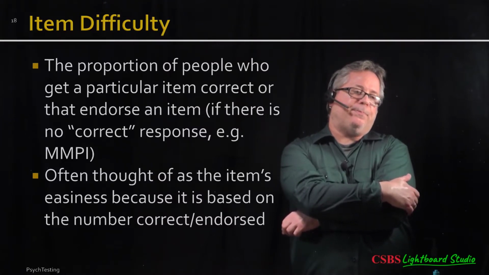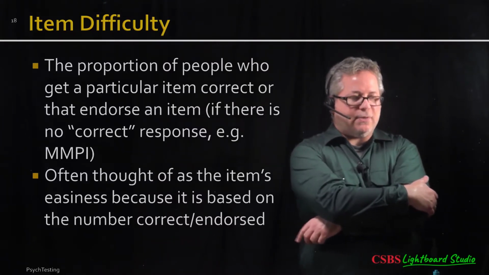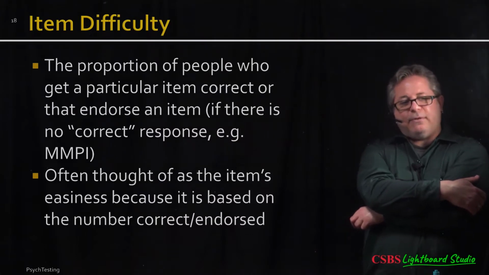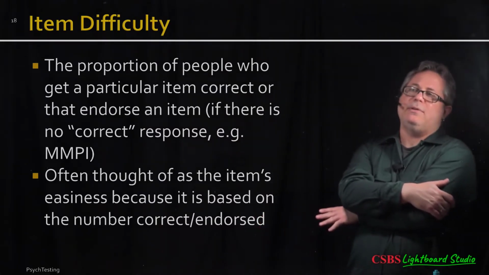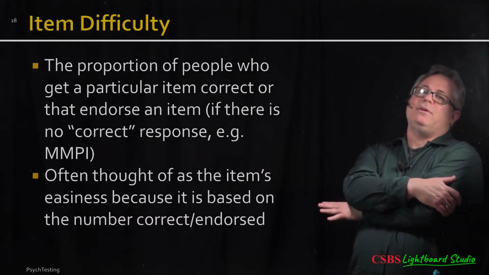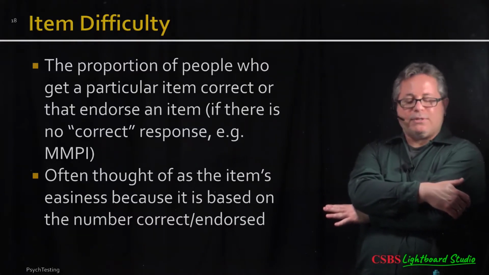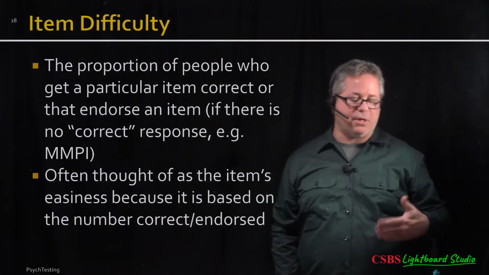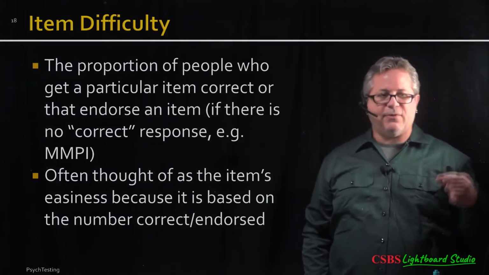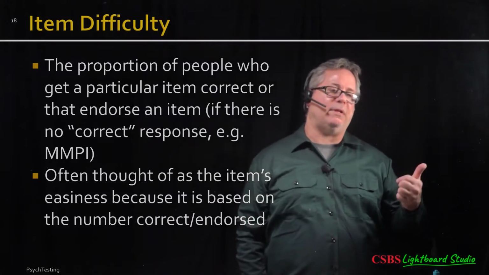And like I said before, it's often thought of as the item's easiness, because it's based on the number correct or the number endorsed. The higher the number, the larger the proportion, the easier the item is. So as the proportions go up, the item gets easier. It's just odd that we call it difficulty when difficulty is on the low end and easiness is on the high end.